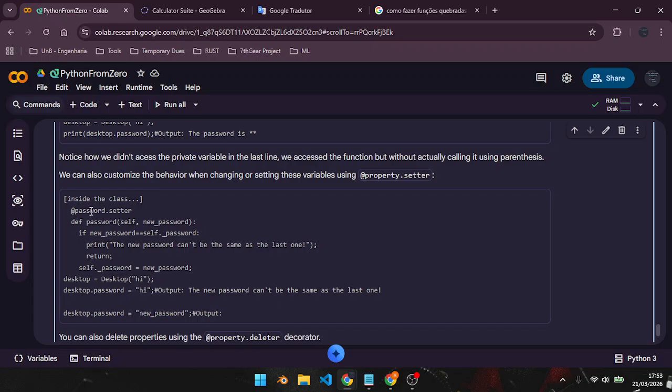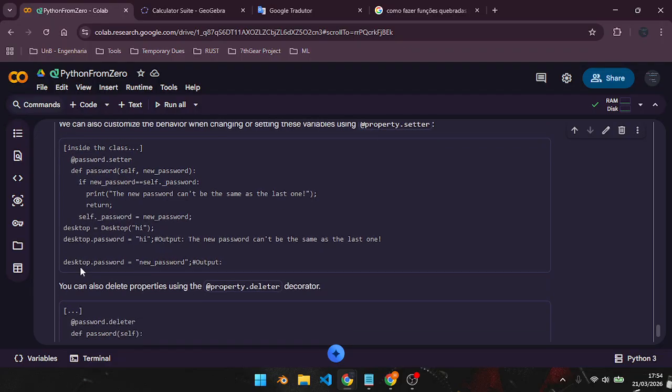Notice how, since I'm inside of the class, I need to use the underline here because I'm accessing the private variable. And then I say okay, and just print, you can't use the same password, and return. Otherwise, update the password. So here, create a desktop, password hi, and then try to set the password to hi, and well, it shouted at me, and then I tried to set the password to something else, and it didn't complain.